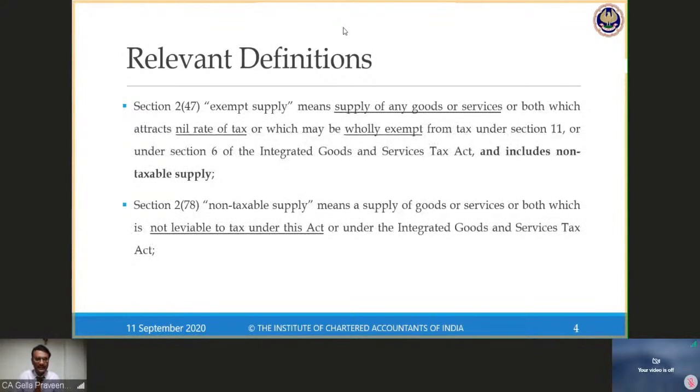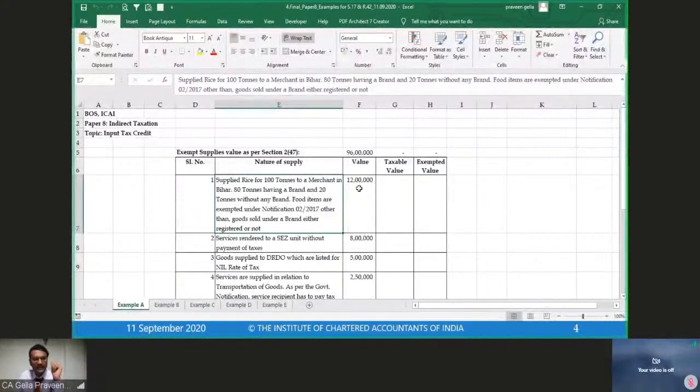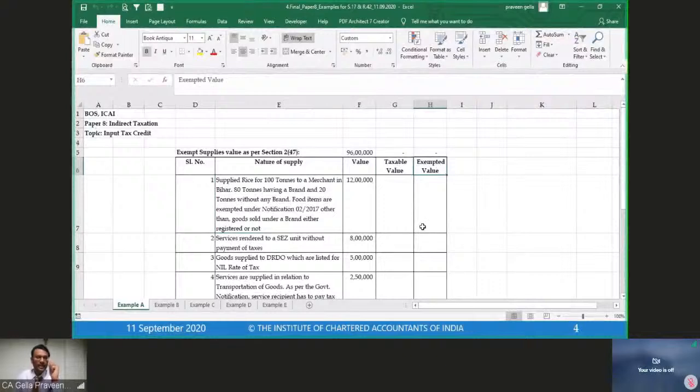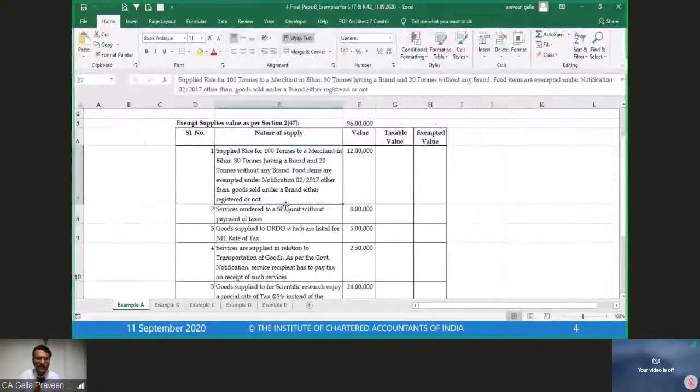In Excel, if you look at your example number A, please. I hope you are able to see my Excel file. In example A, I have given some scenarios. Nature of supply I have given, value I have given. I have given heading called taxable value, exempted value. What I would like to hear from you, for each particular entry, I hope you are able to see my Excel. See, I'll clarify first example. I would like to fill you the rest examples.